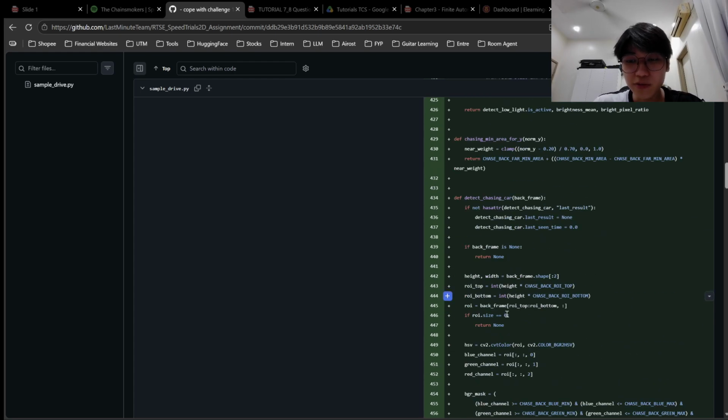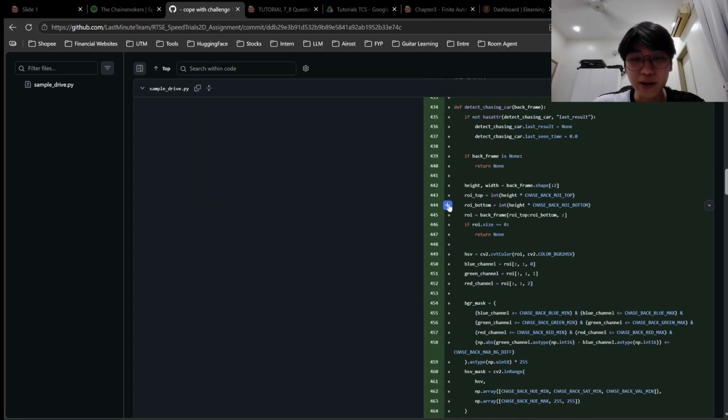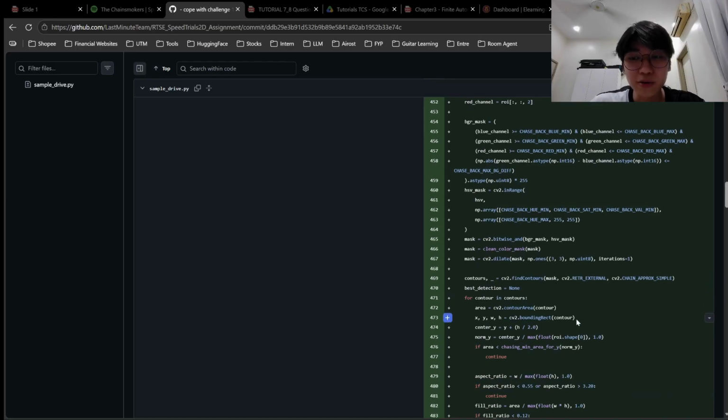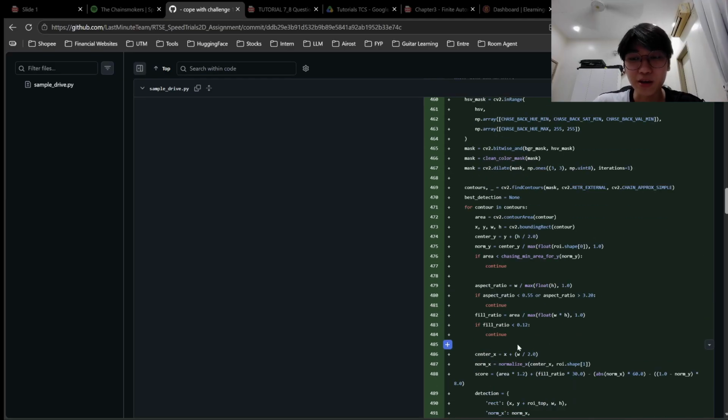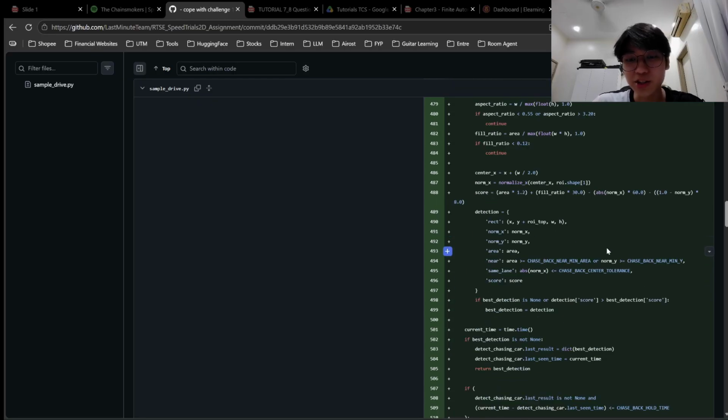The main function for the chasing car is this function. First, I crop the ROI frame for performance, and then I convert it into HSV and BGR masks. After masking and morphology cleanup, I find contours and score the best candidate based on the area, aspect ratio, and fill ratio. This part determines whether the chasing car is near our player or in the same lane as the player. This is important because we don't want to avoid the car when it is not in the same lane or is not anywhere near the player.